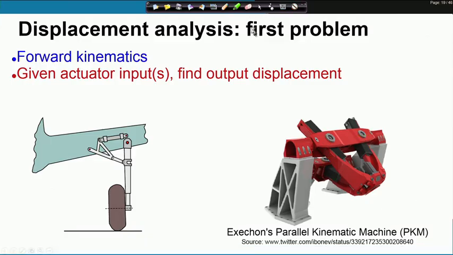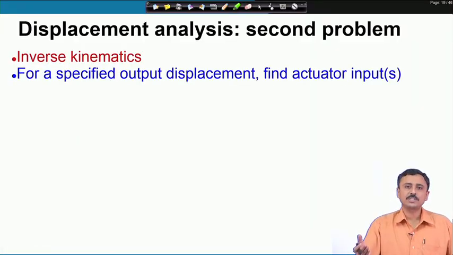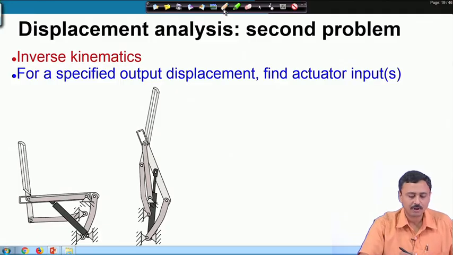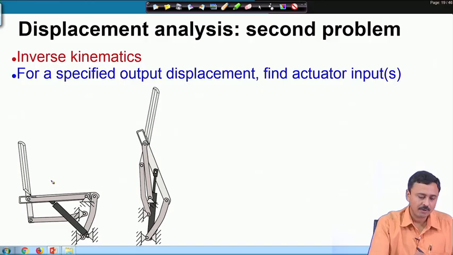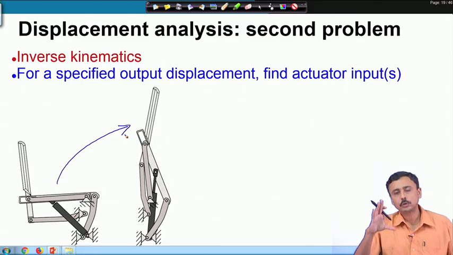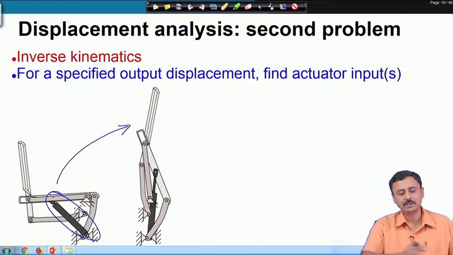The second problem therefore is the reverse of this. It is called the inverse kinematics, in which the output is specified and I have to calculate what should be the actuator throw or what should be the angle, joint angle, to reach a certain point. Here I have an example of the transfer device. I want to go from the sitting position to the standing position. What should be the throw of this actuator? How much should this actuator expand to take me from this sitting position to this standing position?